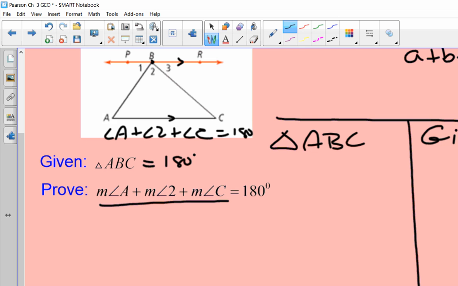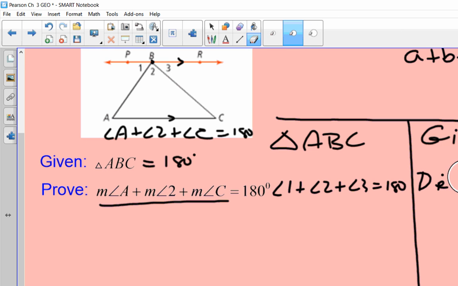All right, so what do you see and what do you know? Well, first off, I think I can say that angle 1 plus angle 2 plus angle 3 is equal to 180 degrees because that's a line. So it's the definition. Well, hold on a second. You'll learn how to write definition of a line.